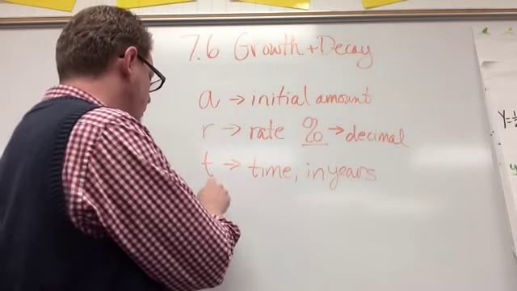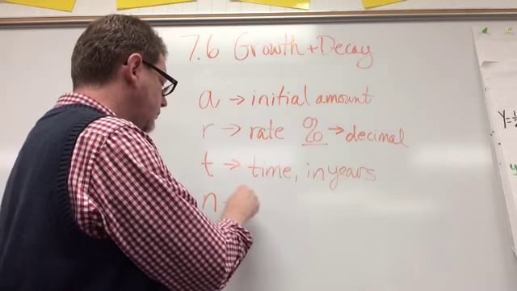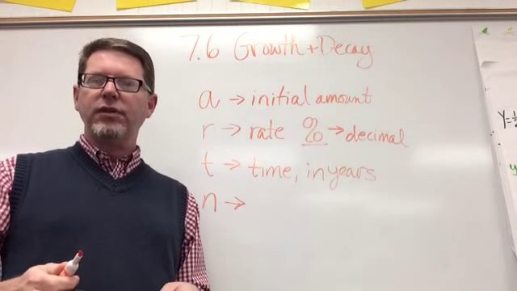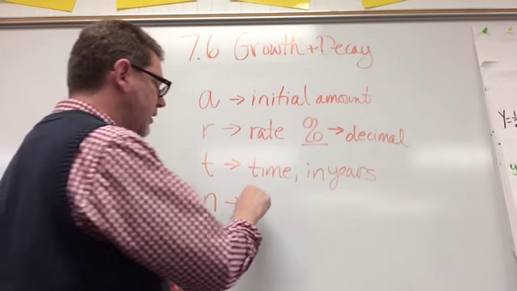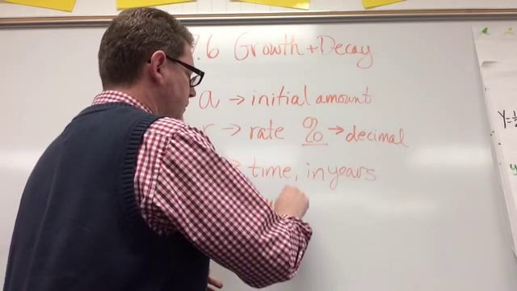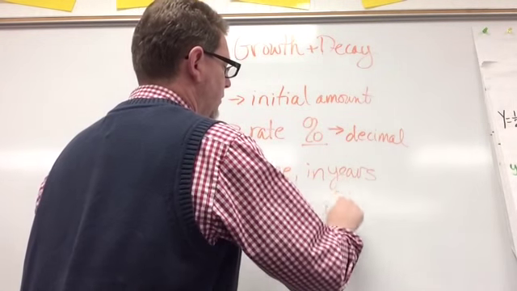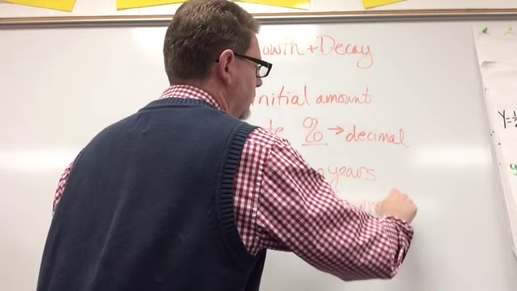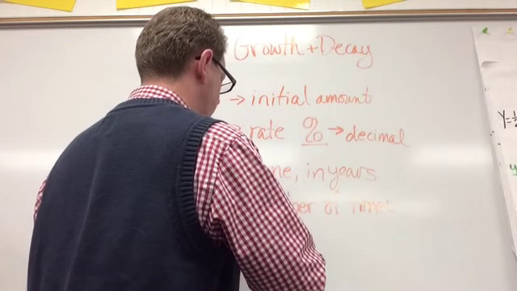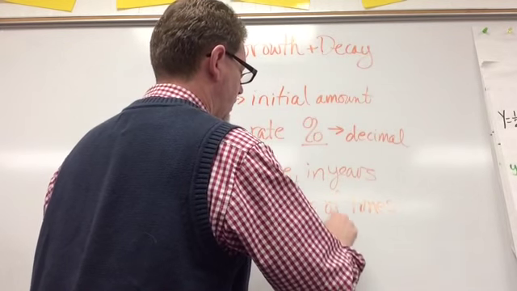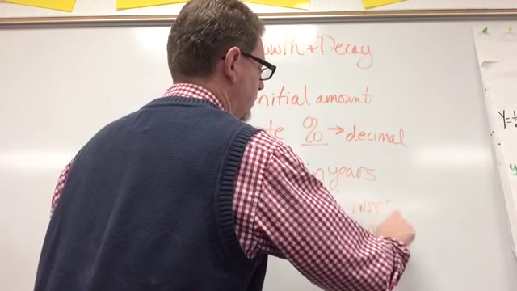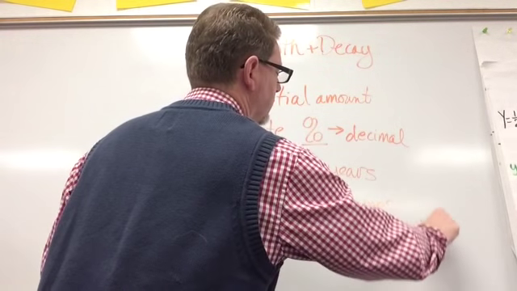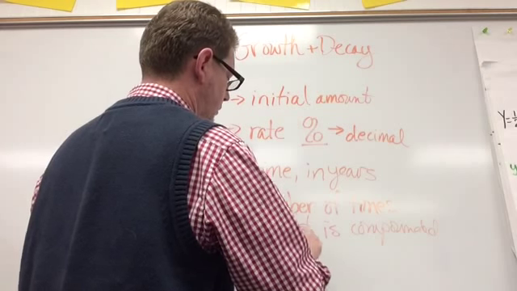And then there's one more, and that's N. And this is only when we deal with compound interest. N is the number of times interest is compounded each year.